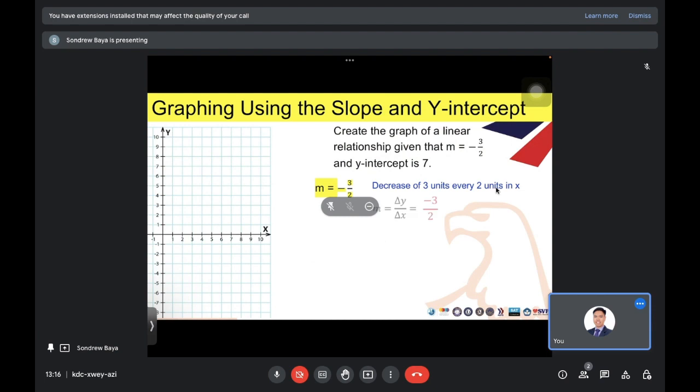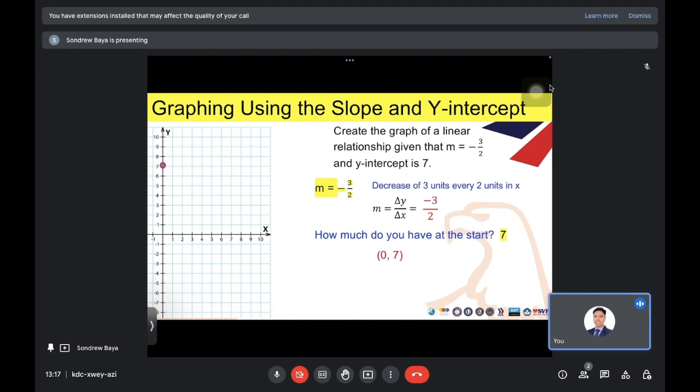Or we can say there is a change of negative 3 units in the y every 2 units increase in the x. Now, for us to know where to start, we have to know how much you have at the beginning. What's the value of y when x is 0? Here it's given that the y-intercept is 7. Therefore, we have 7. Meaning, at x equals 0, y is 7. And we have to plot it here. So, it's actually this.